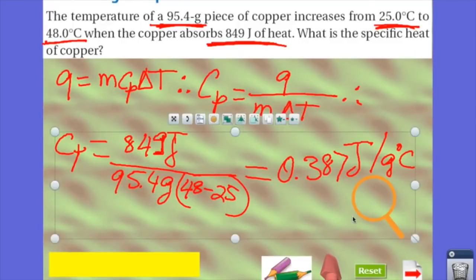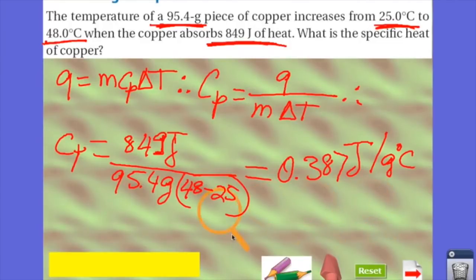Okay, let's use our magic mirror to see if we have the right answer. Specific heat of copper: 0.387 joules per gram degree Celsius.